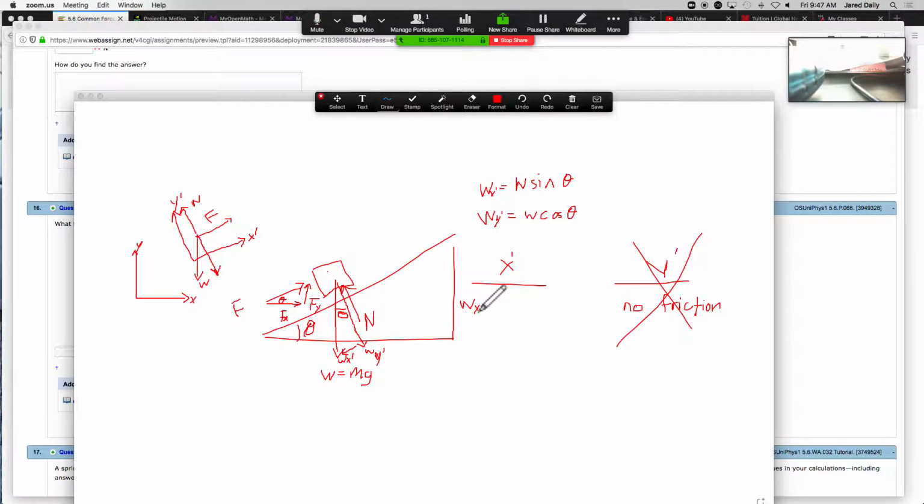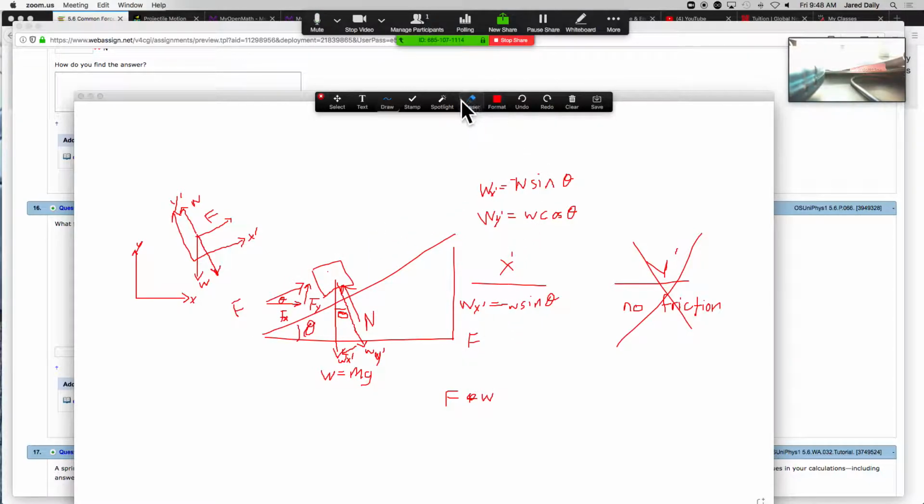We need the weight in the x prime direction, which is w sine theta. What other forces do we have in the x direction? Just the force F. So those two forces added together have to equal our acceleration, which they've told us already. Force plus W, and remember that the x prime component of W is actually in the opposite direction of F. So this one is a negative W sine theta because it's pointing in the negative x prime direction.